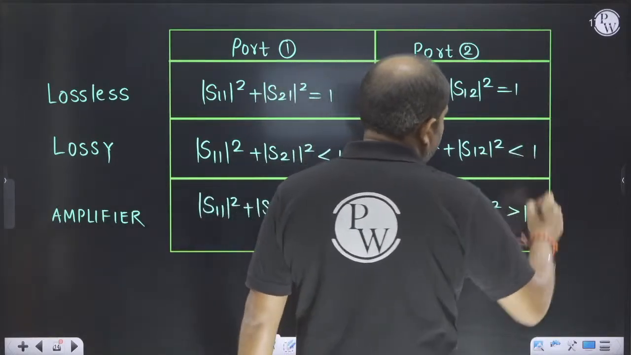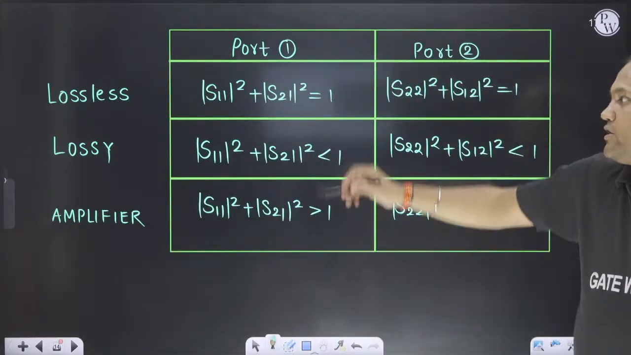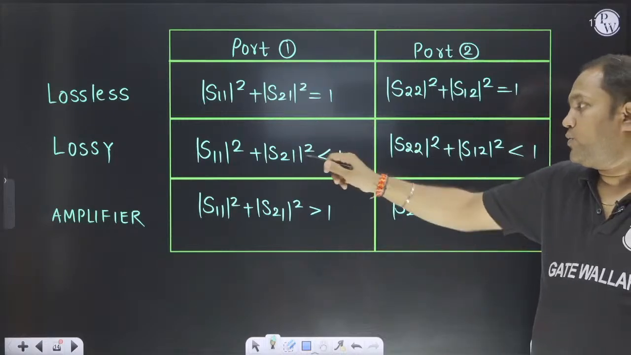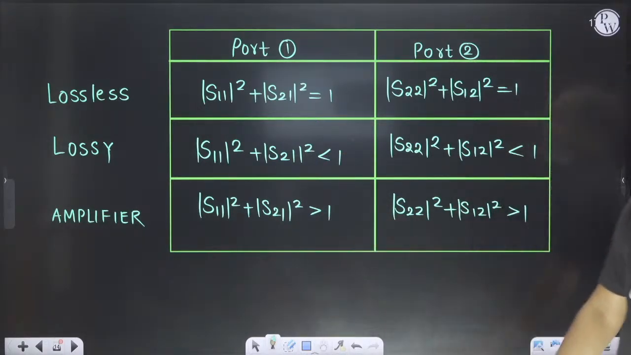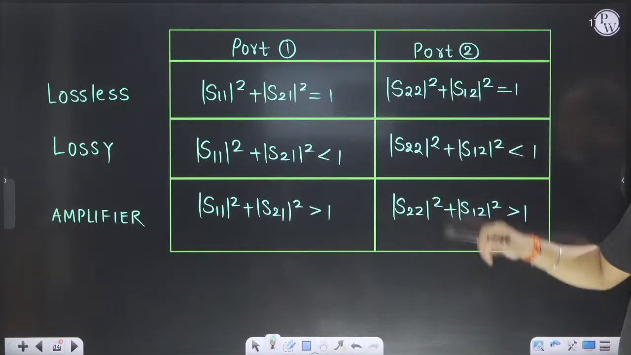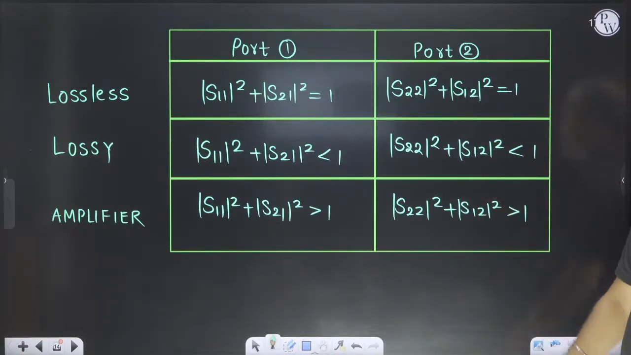So this is the condition for port 1. Port 1 is lossless with this condition, lossy with this condition, and amplifier with this condition. Port 2 is lossless with this condition, lossy with this condition, and port 2 is amplifier with this condition.